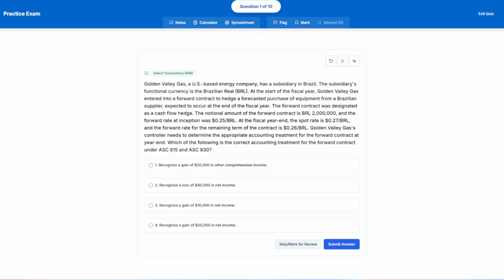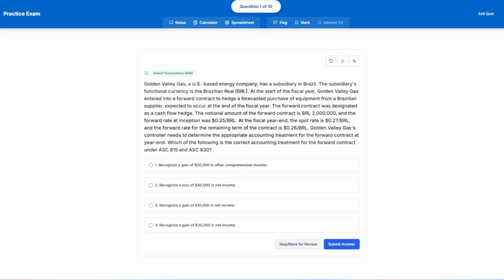The core concept here is understanding how to account for a forward contract designated as a cash flow hedge when dealing with foreign currency. It's every CPA candidate's favorite topic, the excitement of hedge accounting. Let's start by dissecting the scenario. Golden Valley Gas has entered into a forward contract to hedge a future purchase from its Brazilian subsidiary, making this a cash flow hedge, which means that the effective portion of any gain or loss on the derivative goes into other comprehensive income, or OCI, until the forecasted transaction affects earnings. The key here is to distinguish between the effective and ineffective portions of the hedge.